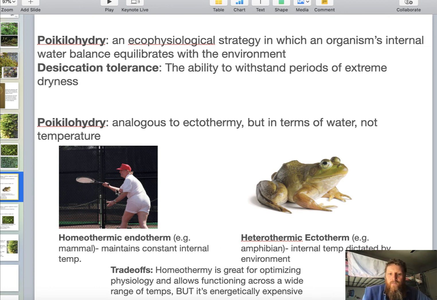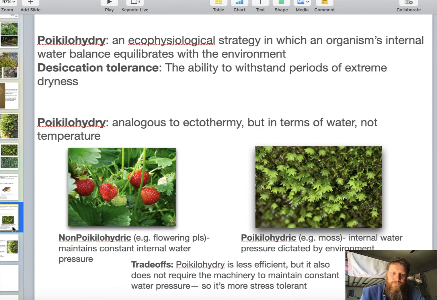So things like mammals are able to be active at night, be active during the cold. So there's all these different landscapes where they can persist, where something like an amphibian cannot. But the trade-off is that it costs a lot more energy. So basically, mammals have to take in a lot more calories than a frog. And the reason that we're talking about all this is because it's analogous to the difference between how vascular plants and how bryophytes deal with water.